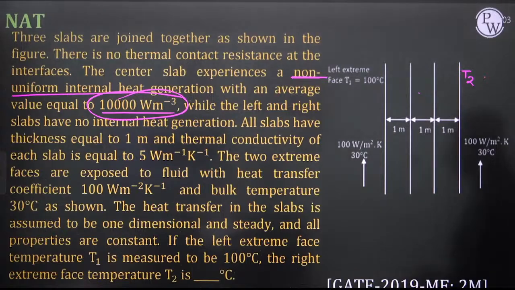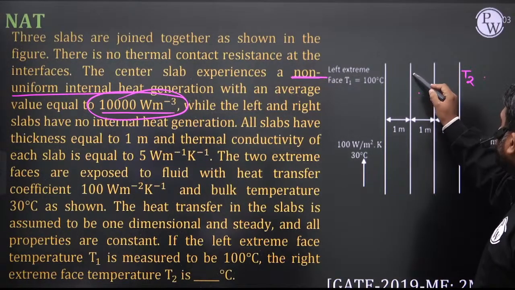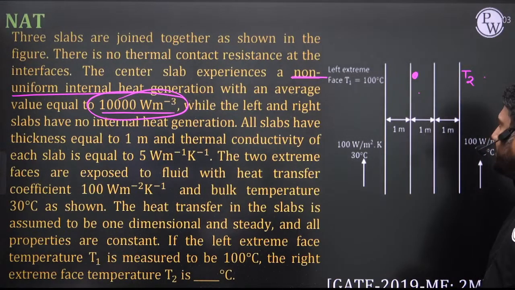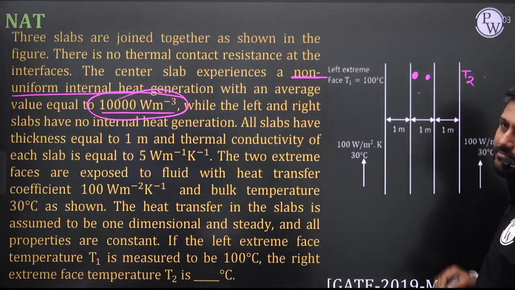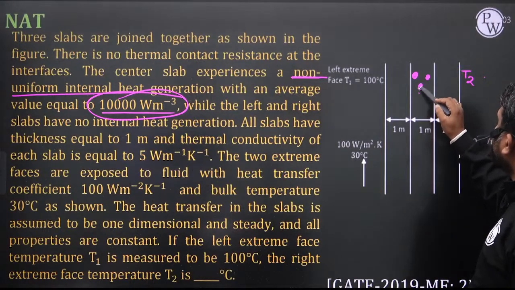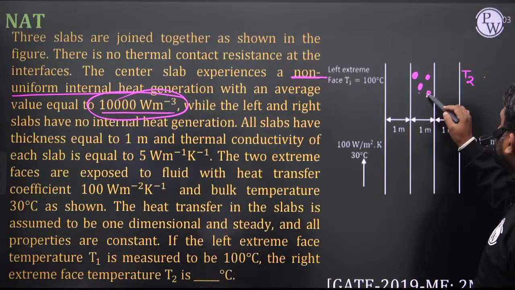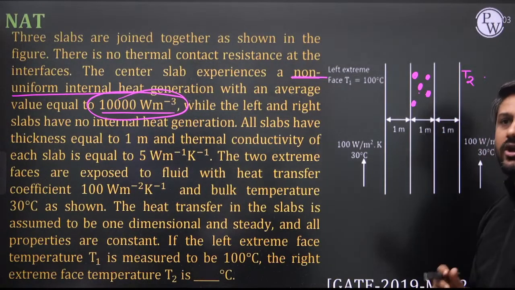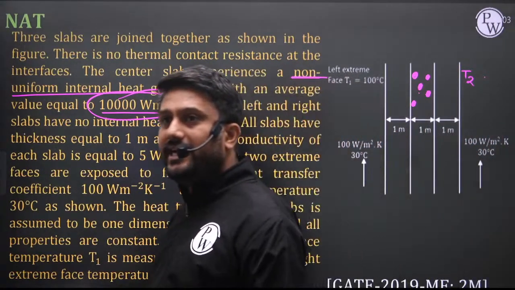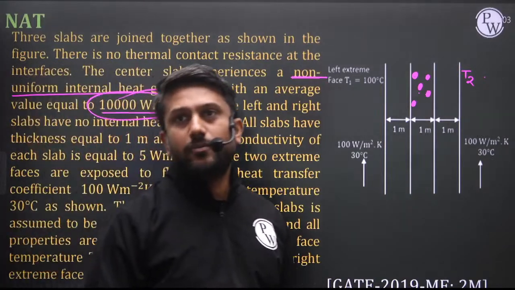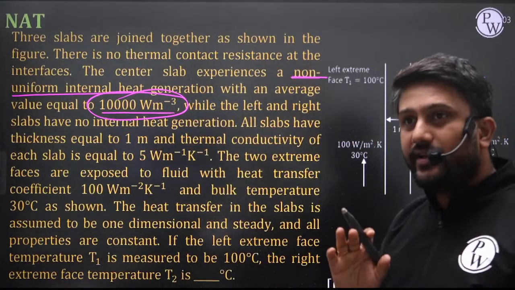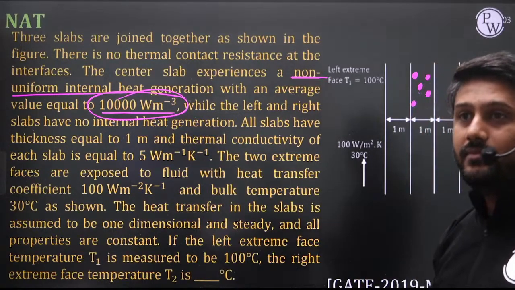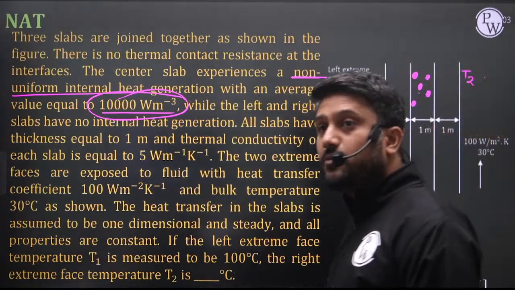What is the meaning of that? Let us consider here the heat generation is 100. At this point, the heat generation is 1000. At this point, heat generation is 500. At this point, 300. At this point, 200. Like that. So actually, in this problem, the heat generation is non-uniform, and since heat generation is non-uniform, this problem is not a symmetric problem. This problem is an unsymmetric problem.